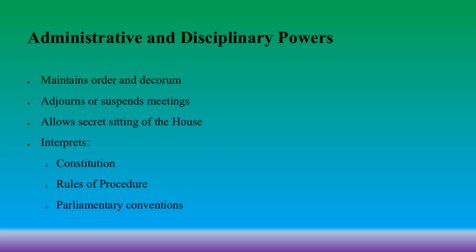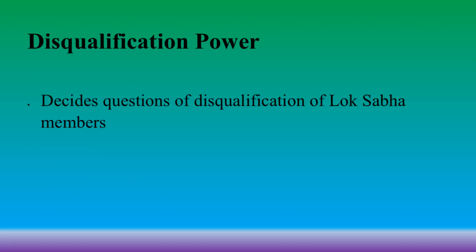Administrative and disciplinary powers. The Speaker maintains order and decorum, adjourns or suspends the House, allows secret sittings when required, interprets the Constitution, rules of procedure, and parliamentary conventions. Thus, the Speaker is the final authority on procedural matters inside the House. Disqualification power. The Speaker decides questions relating to disqualification of Lok Sabha members under anti-defection law. This power has great political significance and must be exercised impartially.